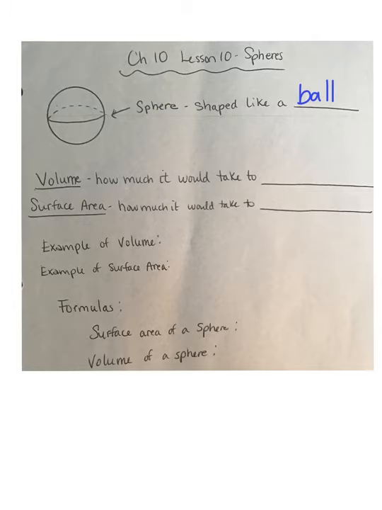Volume. Volume is filling up that ball. Okay, so how much it would take to fill it. So examples of volume would be filling a water balloon, filling a basketball with air, the earth, whatever it's filled with, the dirt, the core, all the stuff inside. It's the filling up, it's the inside of it.